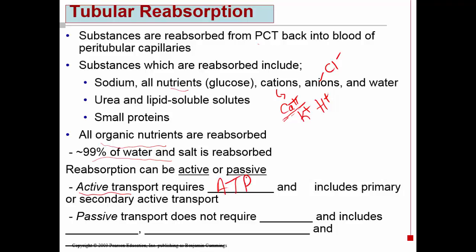Passive transport, on the other hand, does not require ATP. And if you remember back to your biology course, different passive transport processes include facilitated diffusion, osmosis, the diffusion of water, and just simple diffusion. So these are some examples.